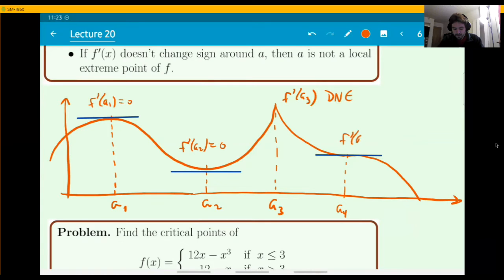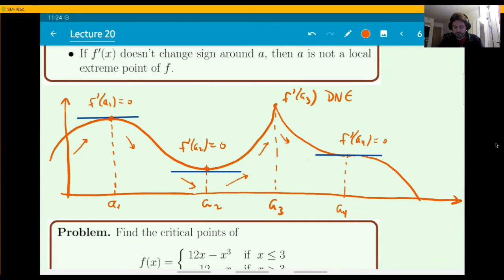But look at the behavior of f prime. F prime is positive before A1. The function is increasing. And then negative after, it's decreasing. So A1 must be a local max, as we can see from the graph. This is a valley, sorry, not a valley, the peak of a mountain. The valley, it would be A2. Around A2 we have decreasing first, increasing after, so local min. Around A3, increasing first, decreasing later, so again, local max.